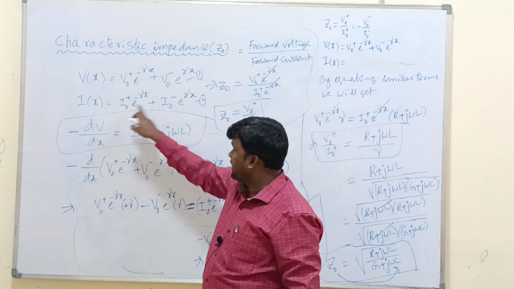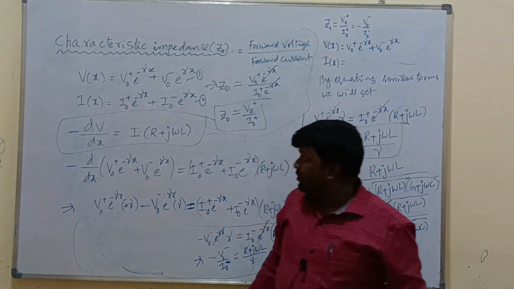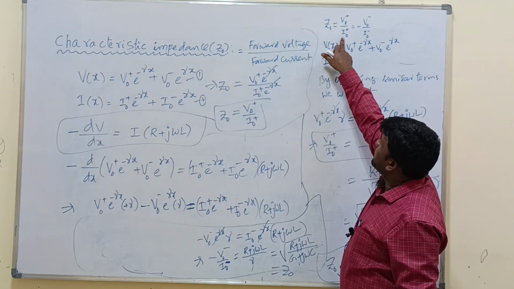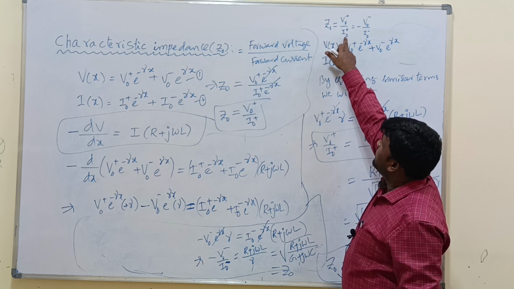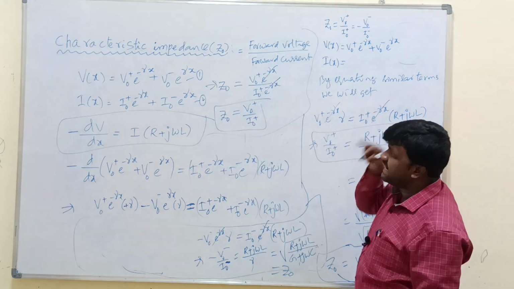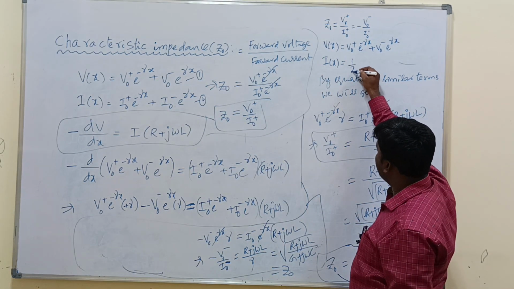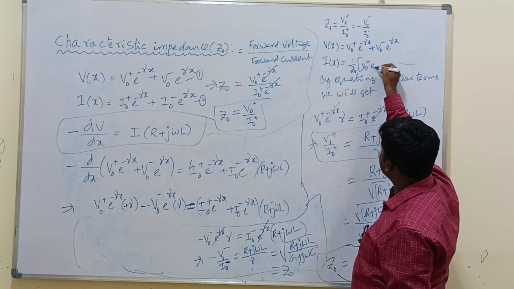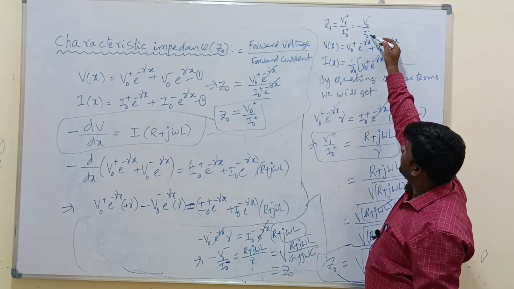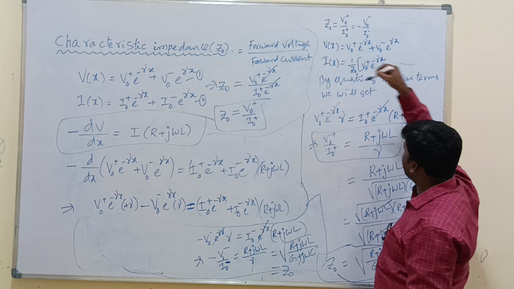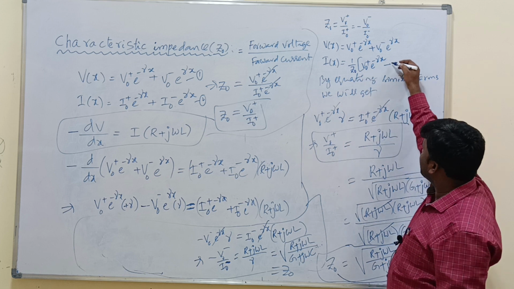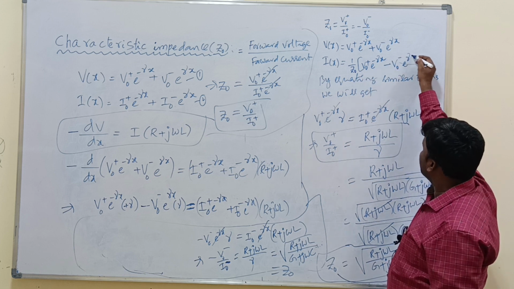Now I of x. Actually, here I of x is in terms of I naught plus and I naught minus. Here I want to write I of x in terms of V naught plus and V naught minus, by substituting I naught plus. Here I naught plus is V naught plus by Z naught. That is 1 by Z naught into V naught plus e to the power minus gamma x, this term. And I naught minus, what is I naught minus? I naught minus can be written as minus V naught minus by Z naught. That 1 by Z naught can be written here: V naught minus e to the power gamma x.